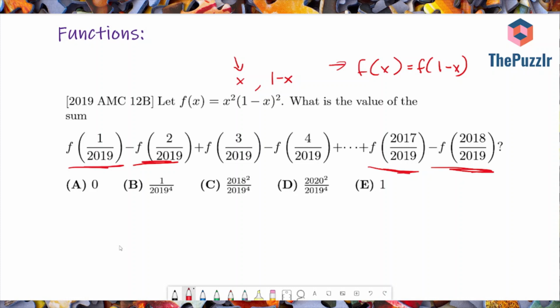You do need to make sure that there's an even number of terms, because otherwise there'll be one term left in the middle. But looking at the numbers, they go from 1 to 2018. So there's an even number of terms. And then all the terms will cancel out. So that will just give us an answer of 0.